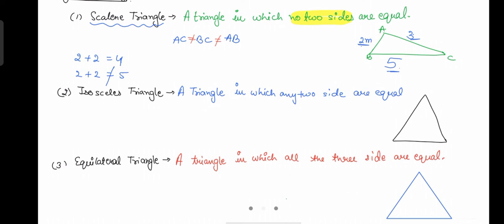So I have written that side AC is not equal to BC, neither is it equal to AB. Which kind of triangle will it be? It will be a scalene triangle then. Okay, now let's come to the second type of triangle, that is an isosceles triangle.